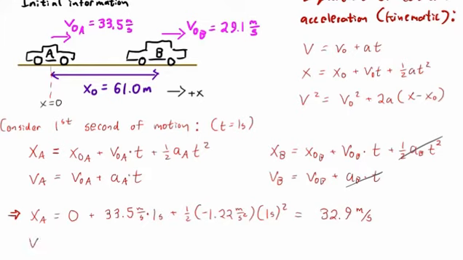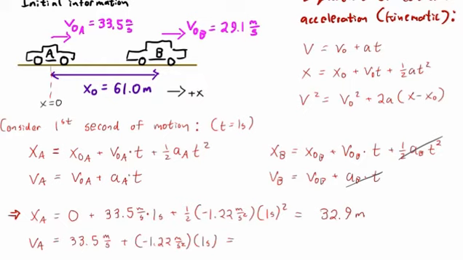Let's do the final velocity after 1 second for car A, and that's just going to be 33.5, and you'll see why we need all this in just a moment. So 33.5 plus negative, really a minus, 1.22 meters per second squared, because they're braking, they're decelerating, times 1 second. How fast are they going? Oh, and I made a mistake over here. I wrote 32.9 meters per second. I meant to write meters because, of course, we were solving for distance. You probably noticed that, and so I just caught my mistake there.